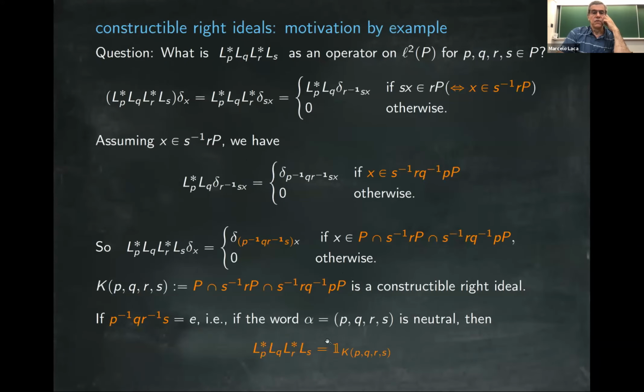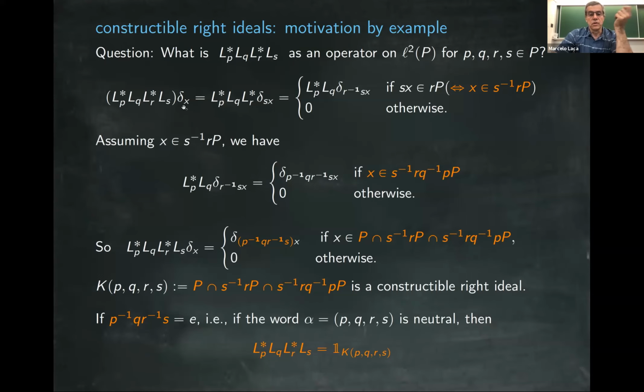So let me give you an example of what Xin Li's constructible right ideals are. If you're going to take the left regular representation and generate a C-star algebra, at some point you're going to have products. You have the isometries, you have their adjoints. The isometries multiply the right way, and you multiply them. The adjoints multiply the right way, and you multiply them. But sometimes you have an isometry and an adjoint multiplied together. And here I put four: LP star, LQ, LR star, LS. So I take four elements in the semigroup and I multiply four elements in the C-star algebra. And we want to know what it is as an operator on L2 of P.